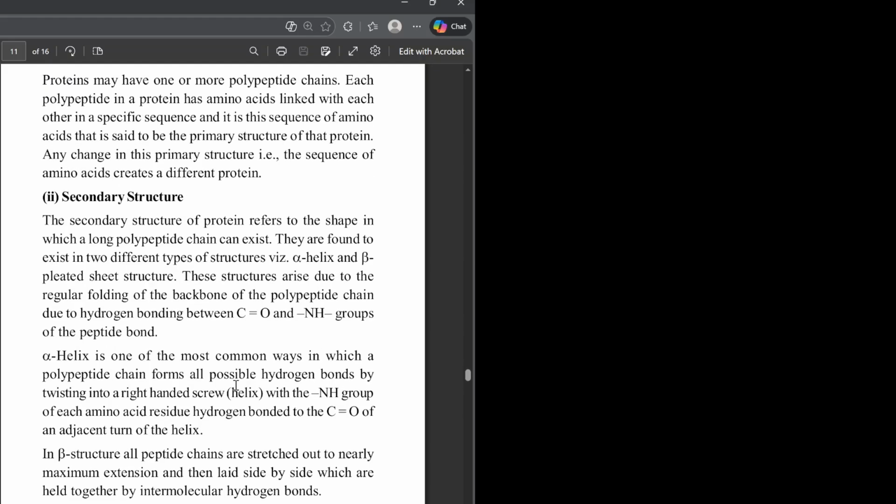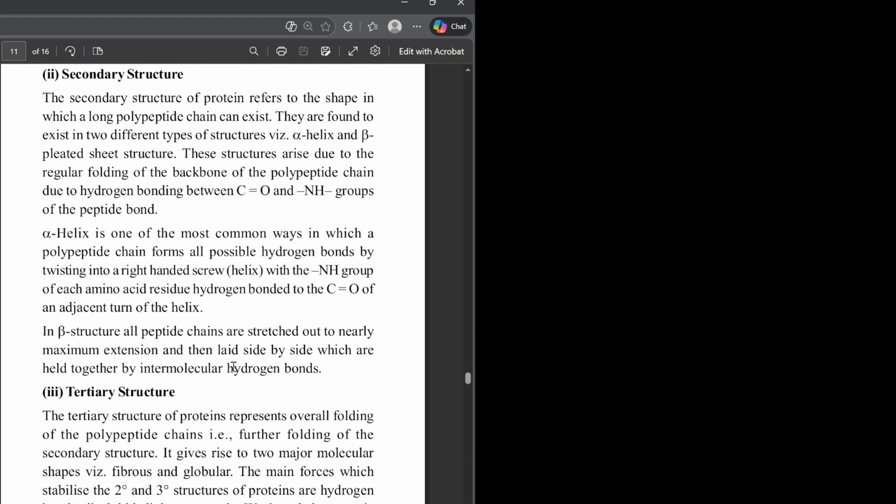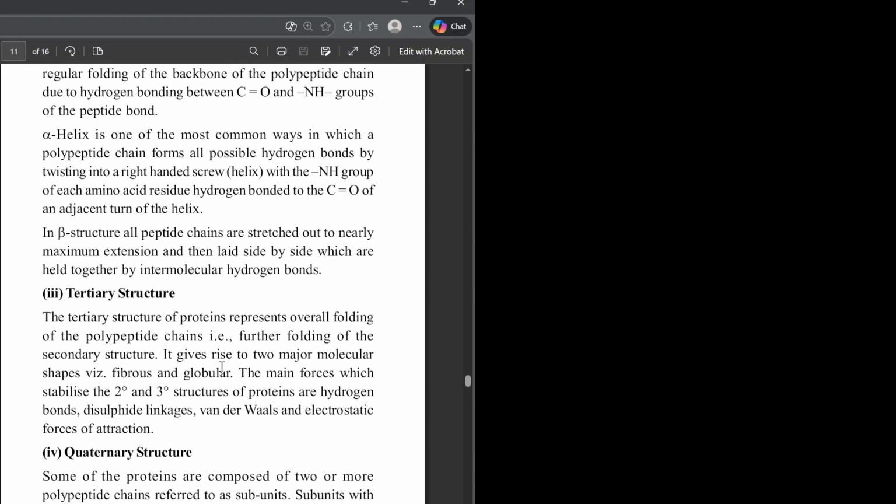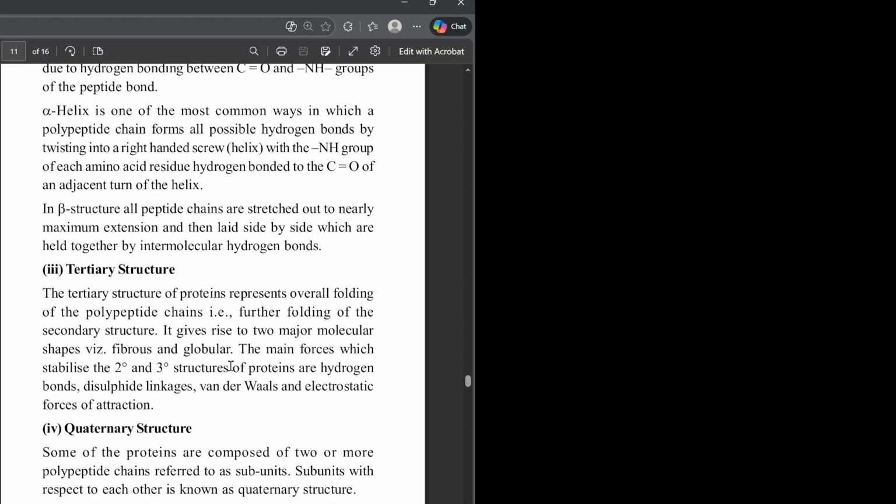Secondary structure of protein refers to the shape in which a long polypeptide chain can exist. They can exist in two different structures, alpha helix and beta pleated sheet. These structures arise due to the regular folding of the backbone of the polypeptide chain due to the hydrogen bonding between the carbonyl group and NH group of the peptide bond. Alpha helix is one of the most common ways in which a polypeptide chain forms all possible hydrogen bonds by twisting into a right-handed screw helix with the NH group on each amino acid.